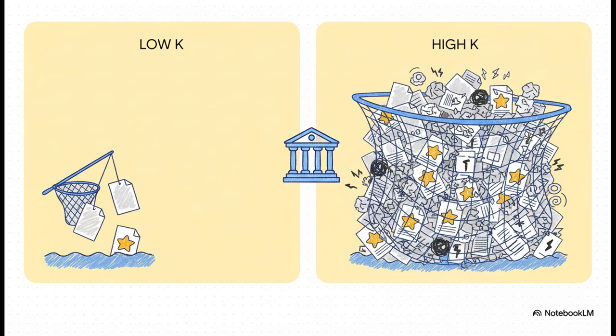Next is a decision called top K. Now, K is just a fancy way of saying how many chunks should we retrieve from our library to answer the question. If you retrieve too few, that's a low K, you might not find the answer at all. But if you retrieve too many, a high K, you risk drowning the AI in a bunch of irrelevant noise, which can actually hurt the accuracy and drive up costs. It's a really delicate balancing act.